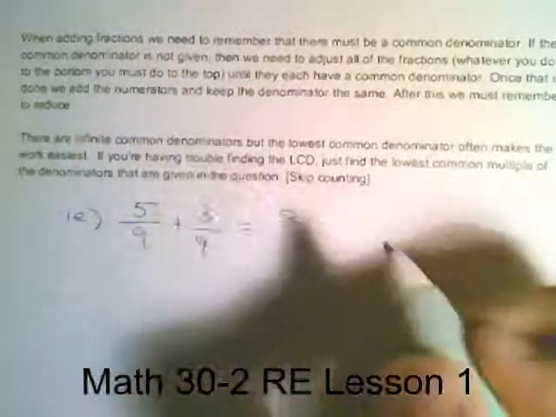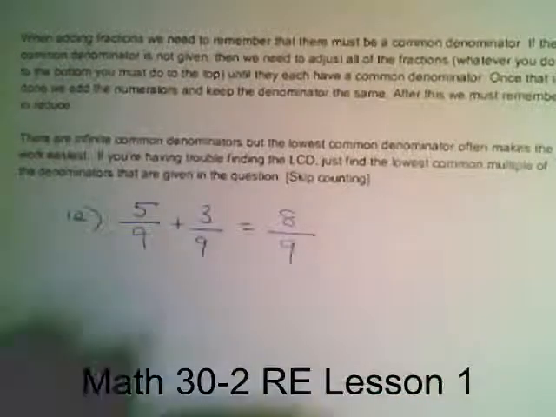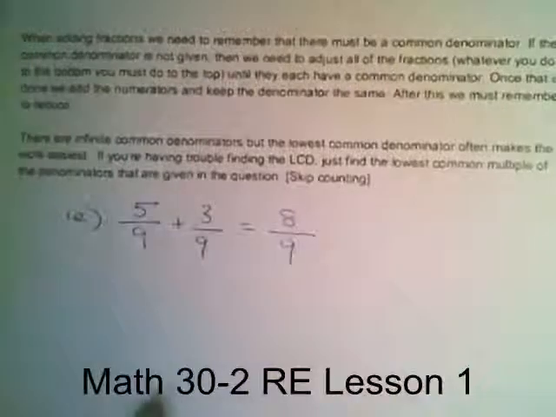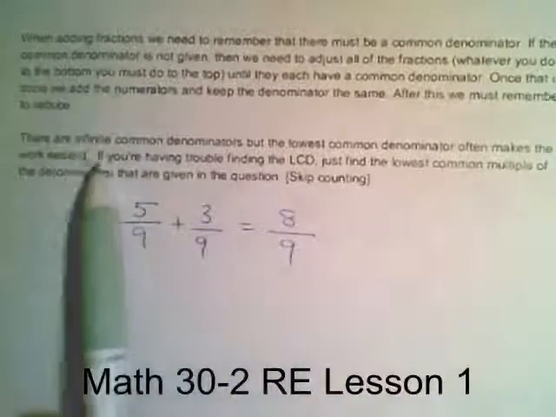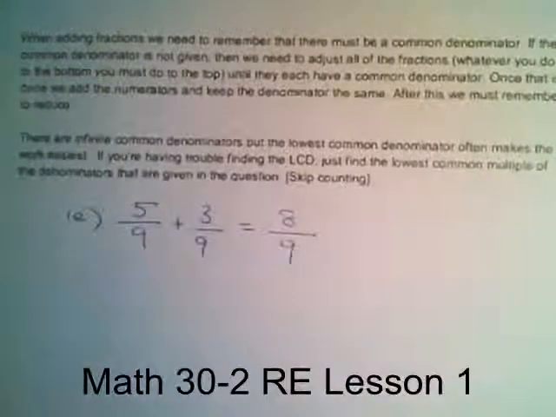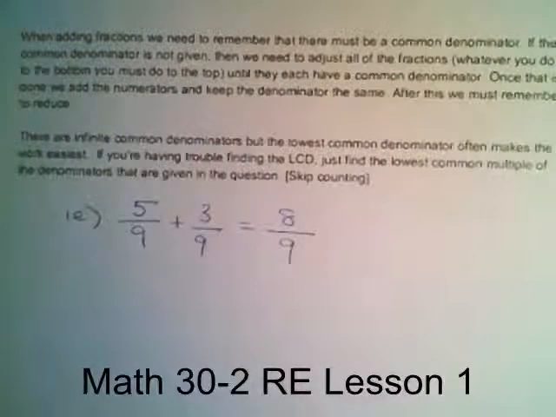If I say 5/9 plus 3/9, the denominators are already the same. They're both ninths, so I'm going to add the fractions together. So 5 plus 3 is 8. You add the numerators, keep the denominator the same. As long as the denominators are the same, we're all good. Everything's fine. It's the common denominator that causes the issue.